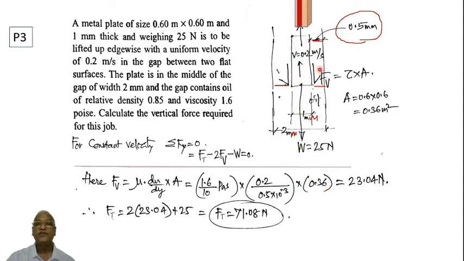So one viscous force on one side becomes 23.04. Now coming back to this equation, substituting will yield the towing force. The force to tow the plate up will be equal to 71.08 newtons. That's an interesting problem. Hope you'll like that.